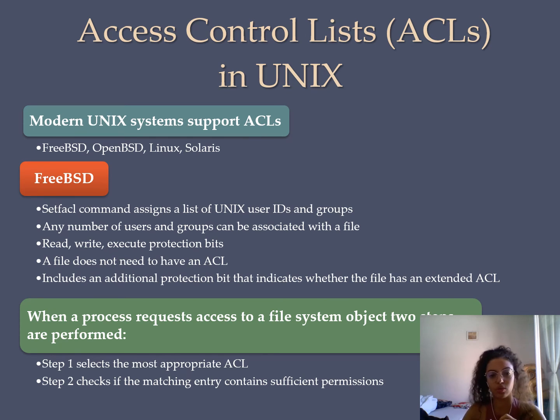Any number of users and groups can be associated with a file, each with three protection bits: read, write, and execute, offering a flexible mechanism for assigning access rights. A file need not have an ACL, but may be protected solely by the traditional Unix file access mechanism. FreeBSD files include an additional protection bit that indicates whether the file has an extended ACL.